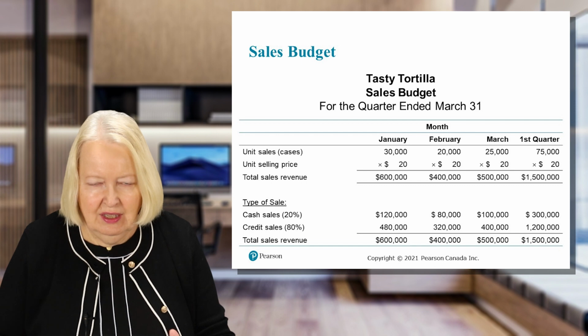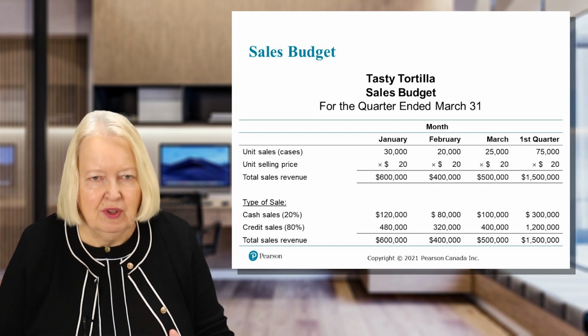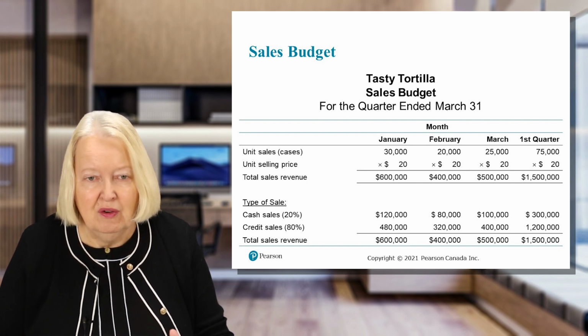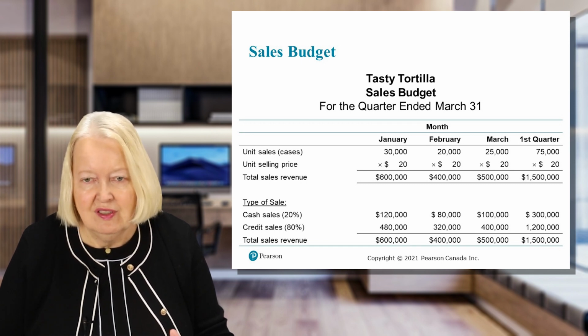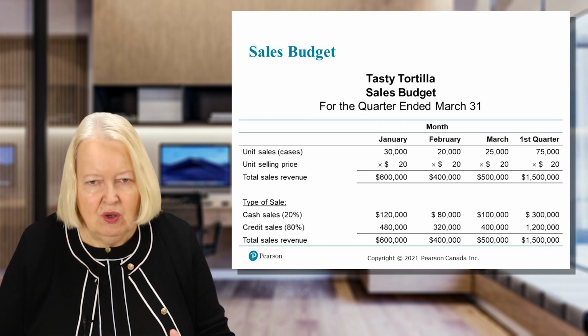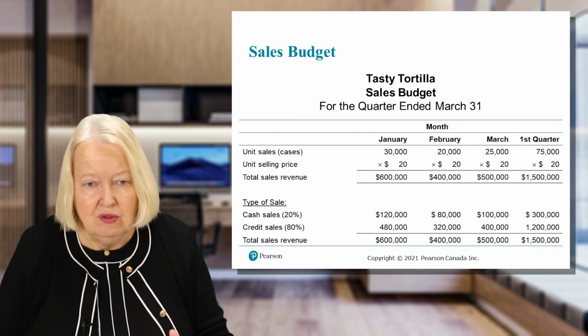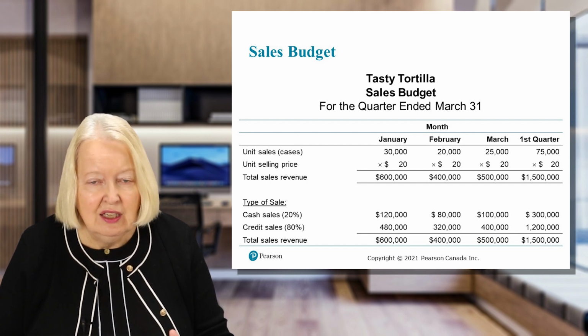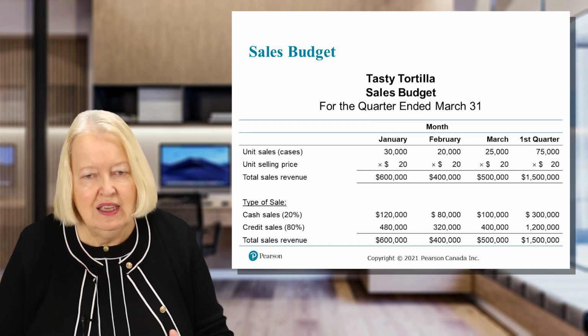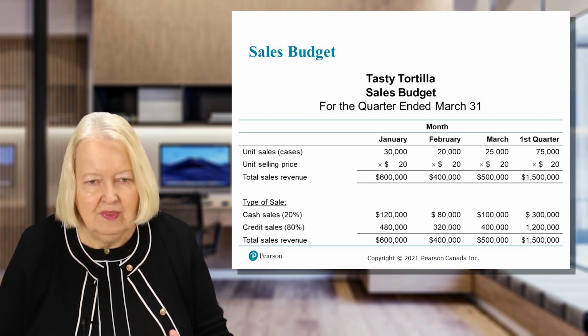So the first thing you want to start off with, you want to figure out your sales budget. So how many units of whatever product you're making do you think you're going to sell? So here we're looking at the first quarter of the year, and the company is anticipating it'll sell 30,000 units at $20 a unit. So the sales revenue is $600,000.